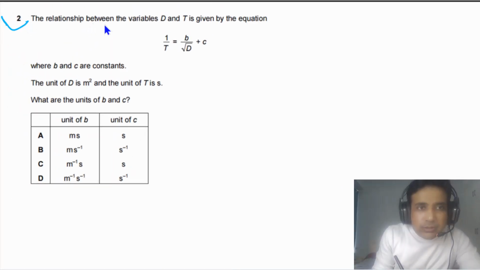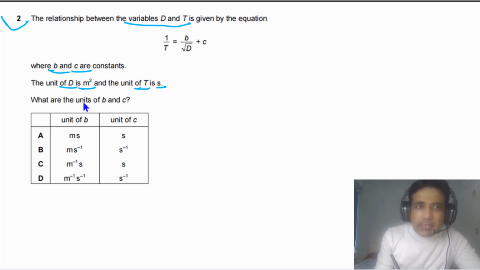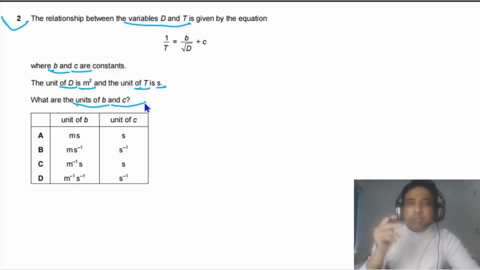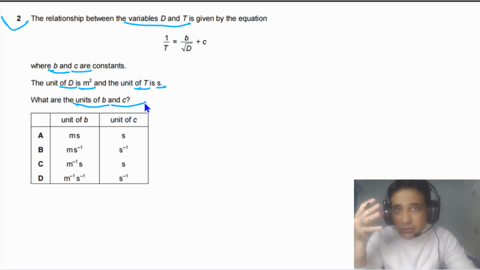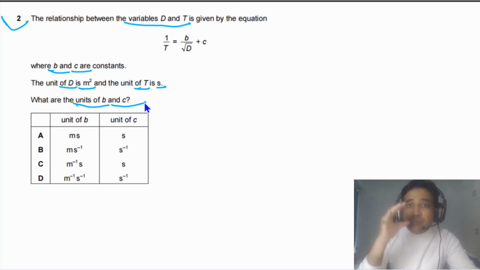Question number 2 says the relationship between the variables d and t is given by this equation. It is also given to us that b and c are constants, and the unit of d is meter square, and the unit of t is second. We need to find out the units of b and c. This is a typical question about a homogeneous equation. For a homogeneous equation, each term should have the same unit, and we will use this concept to answer this problem.